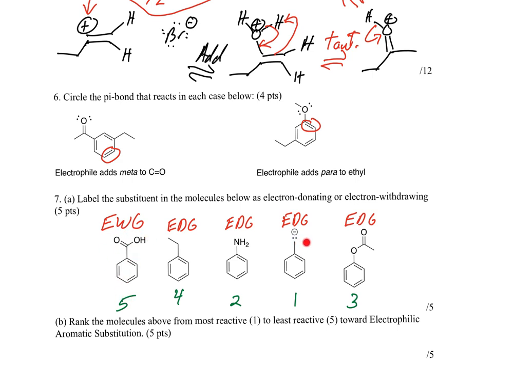This would be the most donating because that's a negative charge, most likely to donate electrons in. Then I had nitrogen ahead of oxygen because nitrogen's less electronegative, so more likely to donate. Oxygen holds electrons tighter. So 1, 2, 3. And then this doesn't have any lone pairs, there's no resonance, but it's still better than withdrawing.